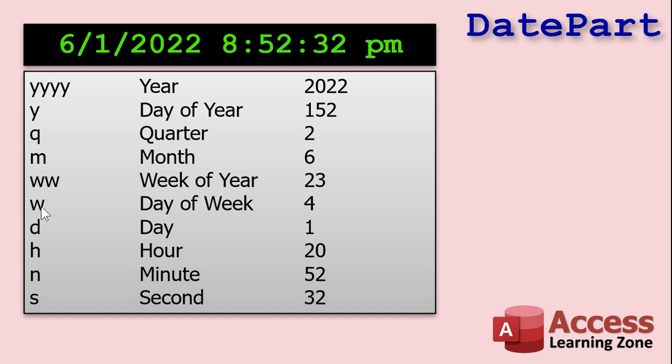All right. W by itself is the day of the week. Sunday, Monday, Tuesday, Wednesday, and so on. Okay, that's like the weekday function. Then you got day, hour, minute, and second. Okay?